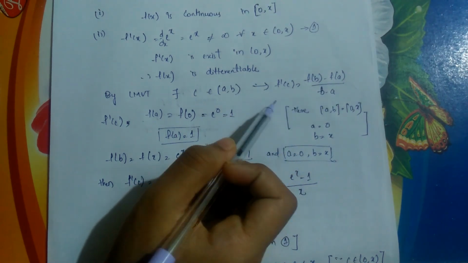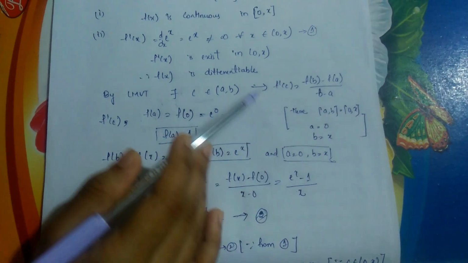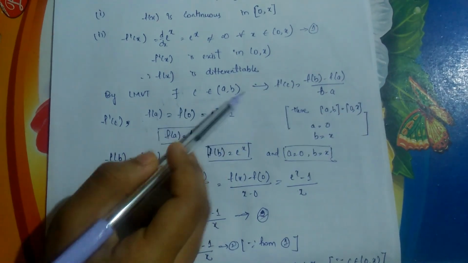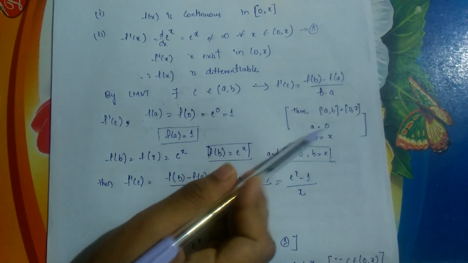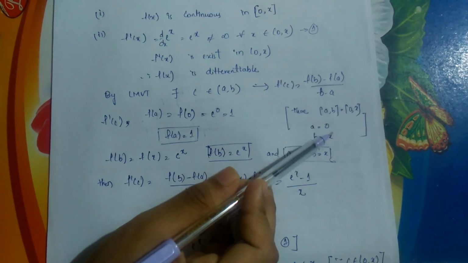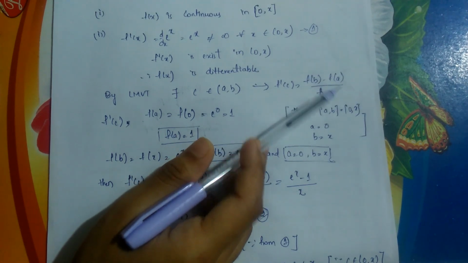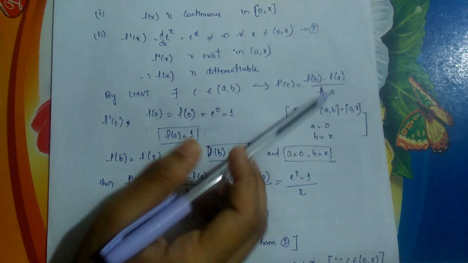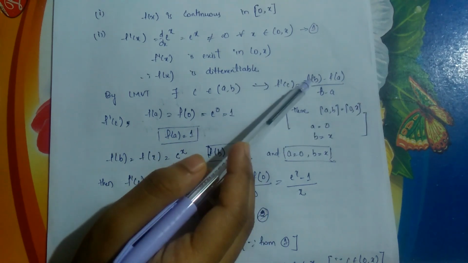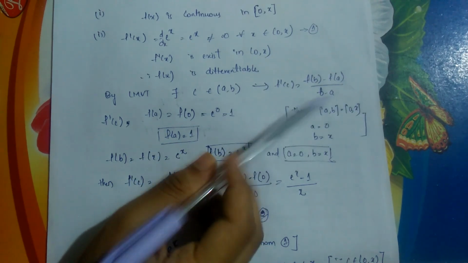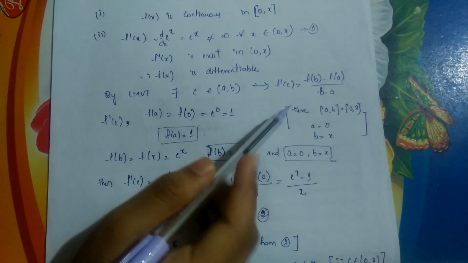So we have this formula f'(c), and when we compare this interval [a, b] with [0, x], a is 0 and b is x. In order to find f(b) and f(a), we have to substitute the values of a and b in the function. f(b) is nothing but f(x), and f(a) is nothing but f(0). So here we have to find f'(c).